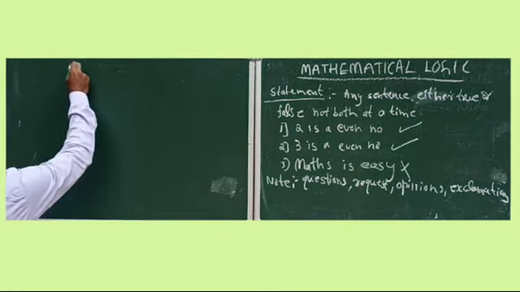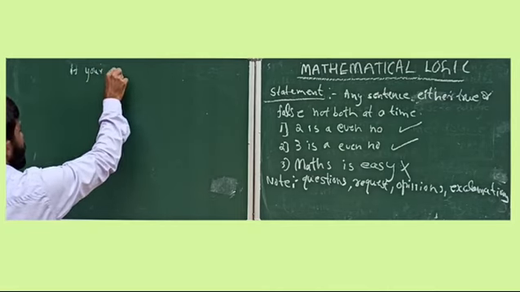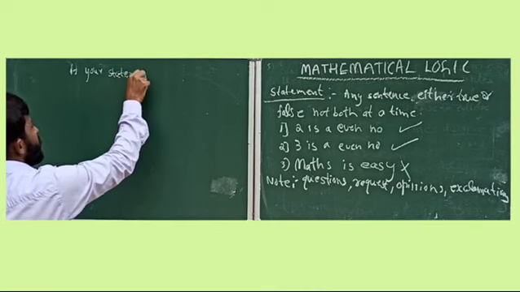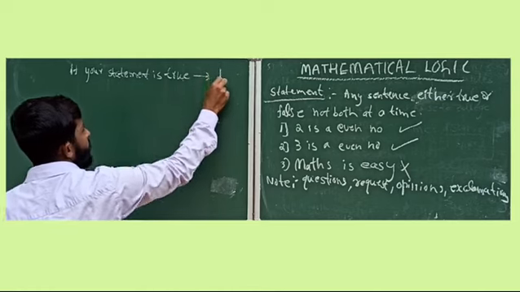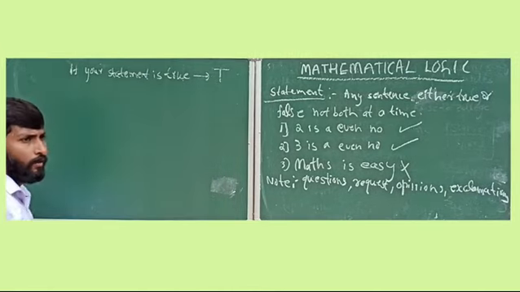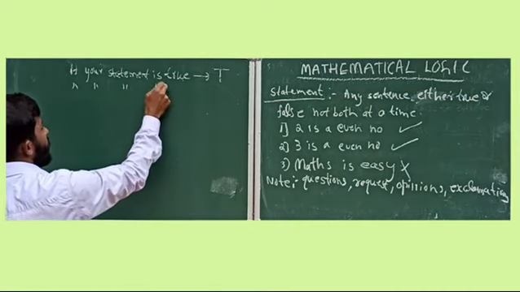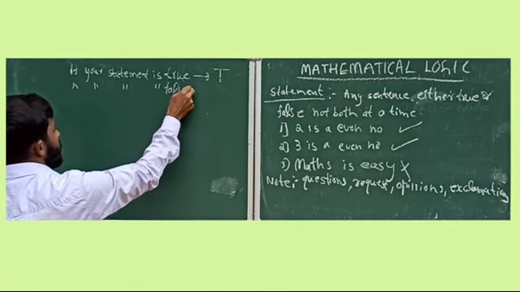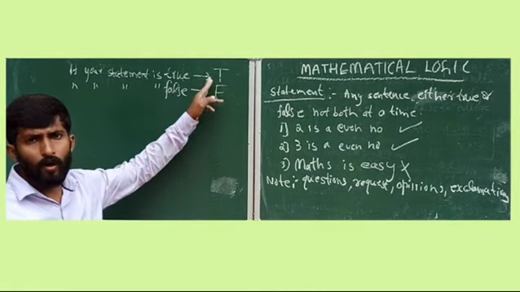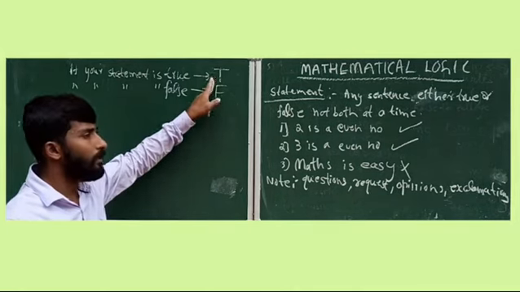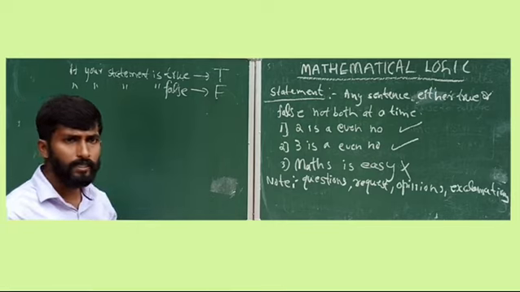Then see, if your statement is true, then it is denoted by capital T, truth value T. That represents true. If your statement is false, then that is denoted by F. Two truth values, true or false. This T implies the statement is true. Another one is F, which implies the statement is false.